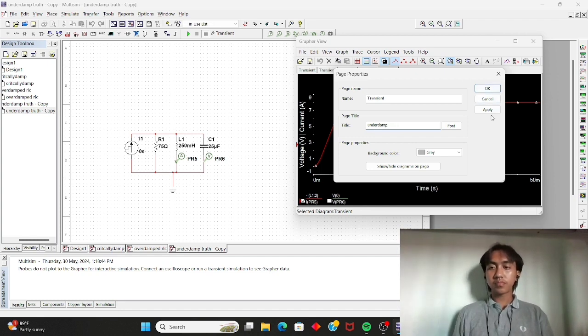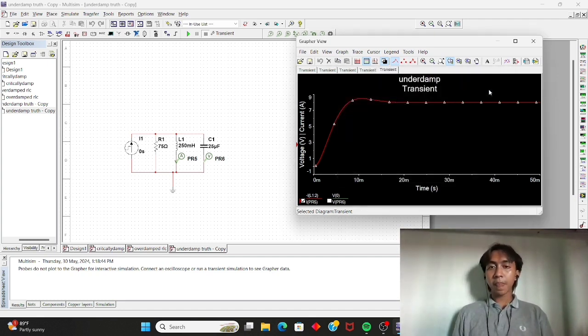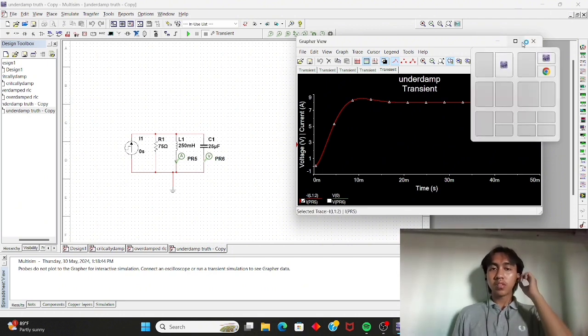So this is under damped circuit. Okay, that's all from the first half.